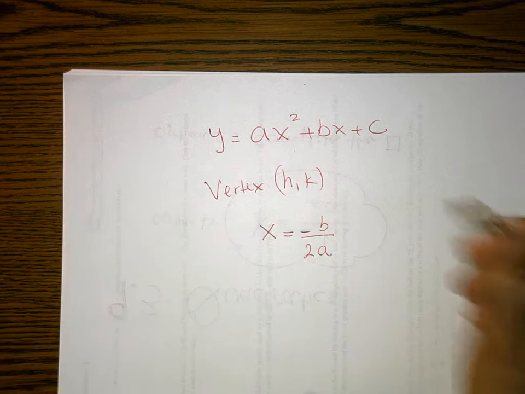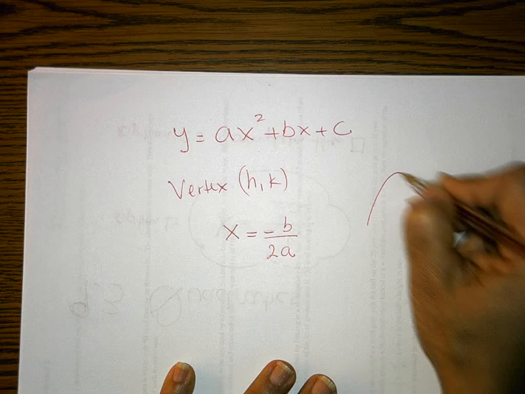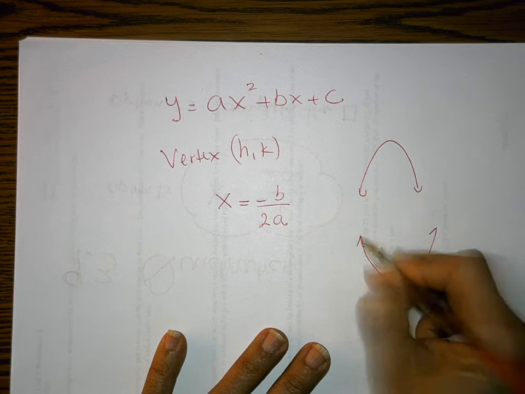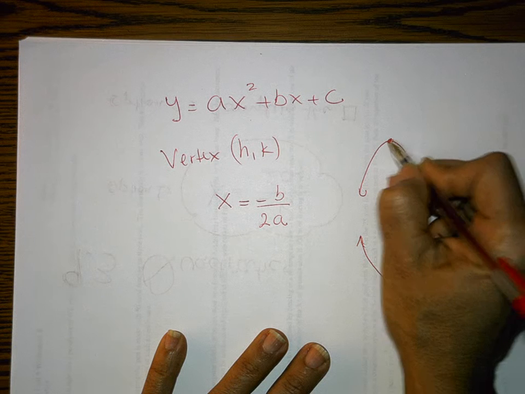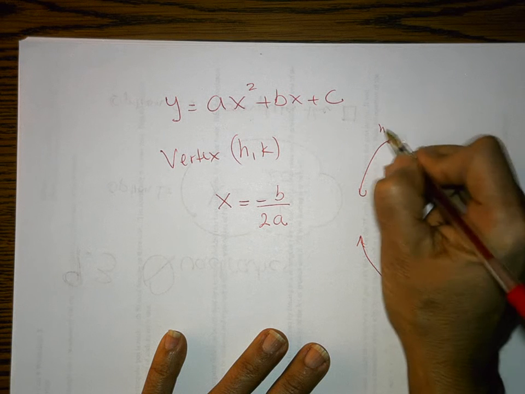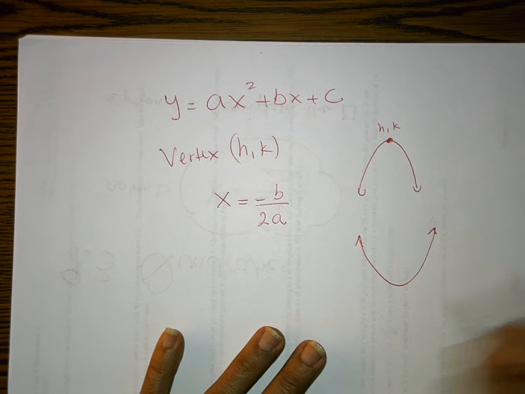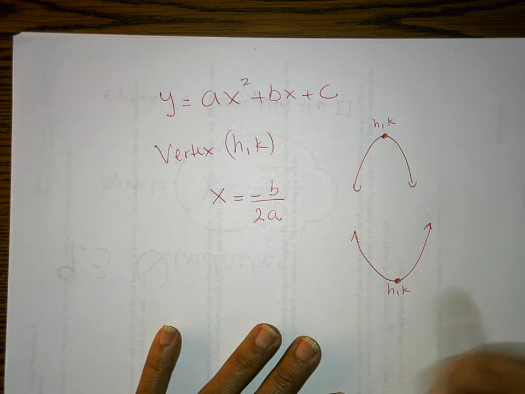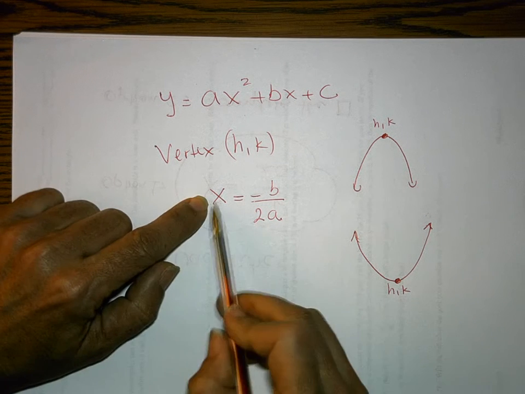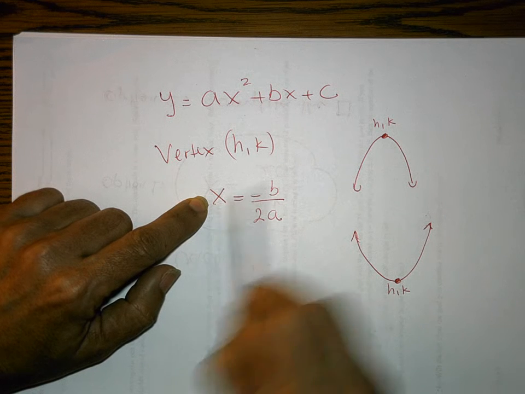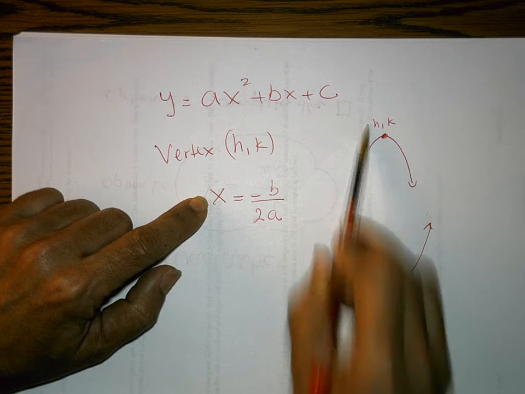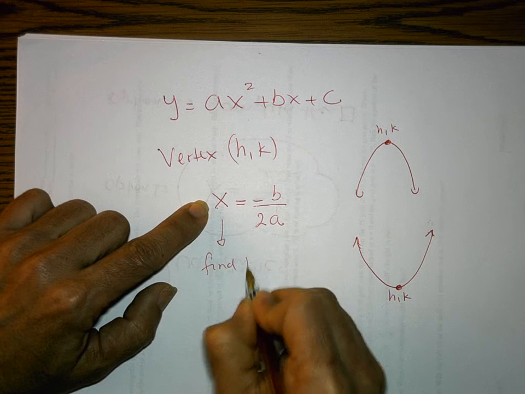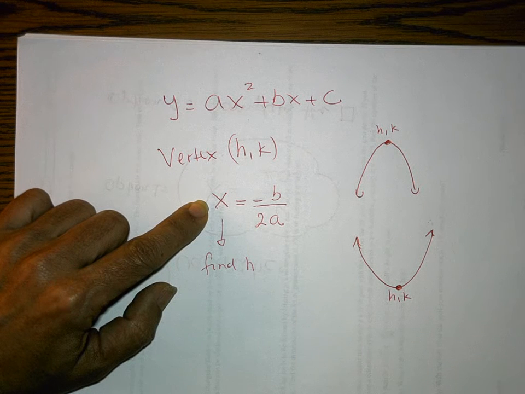Okay? So remember, sometimes quadratics open down and sometimes a quadratic opens up. The vertex is this maximum value right here, h comma k, or this minimum value over here, which is h comma k. Okay? So this x value here that we are using helps us find the h coordinate of our vertex.